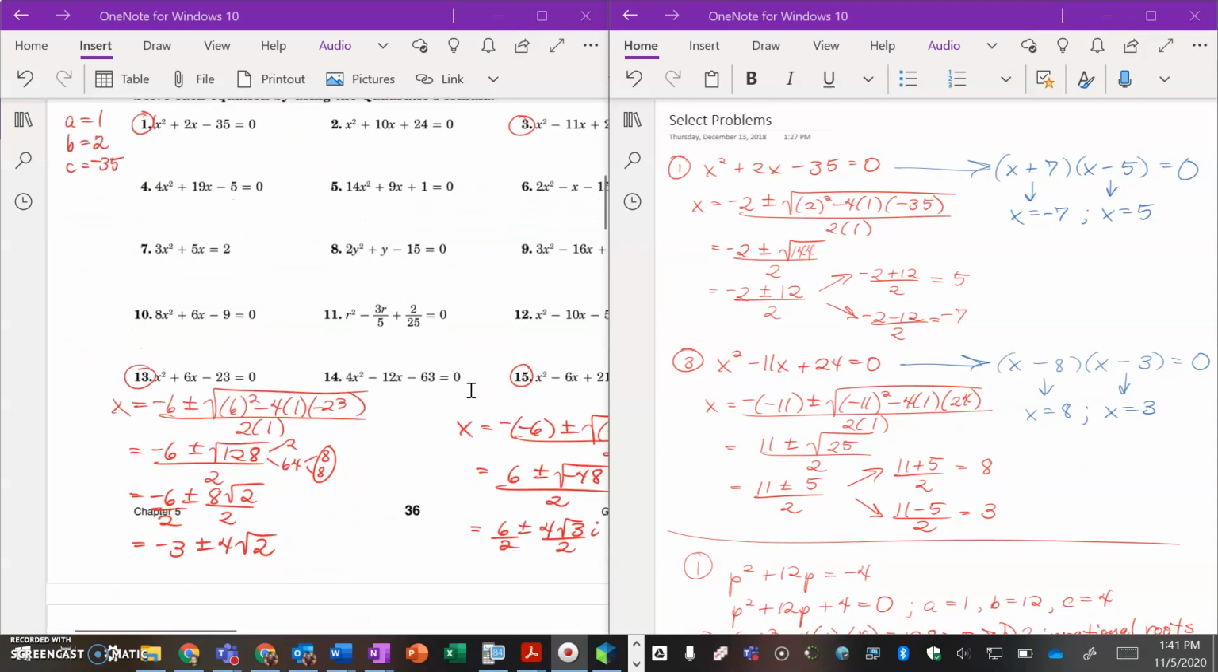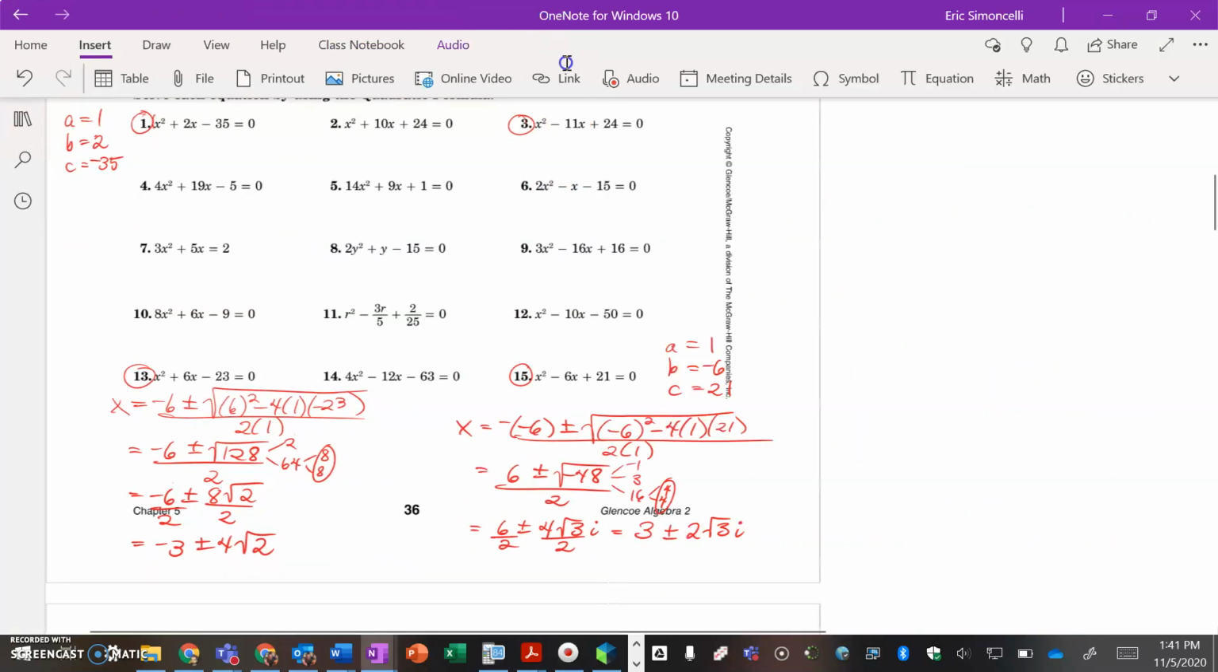I do have a problem here below that I wanted to highlight. This one in particular speaks to when you do the math. Here's A as 1, B as 6, C as negative 23. Negative 6 plus or minus the square root of 6 squared minus 4 times 1 times negative 23, all over 2 times 1. If you continue, you hopefully can see here that we've got a non-perfect square.